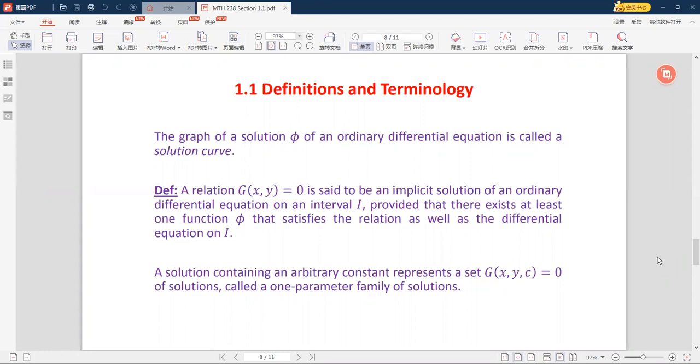So in this whole semester, we just talk about ordinary differential equations. We don't deal with partial differential equations. Okay.